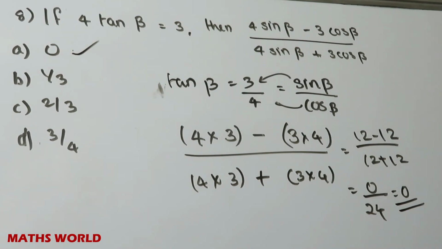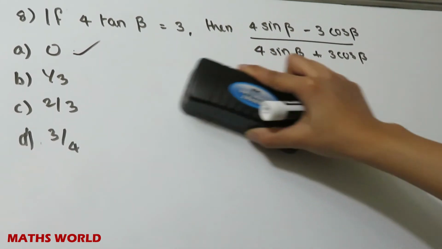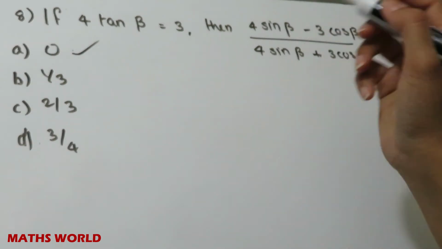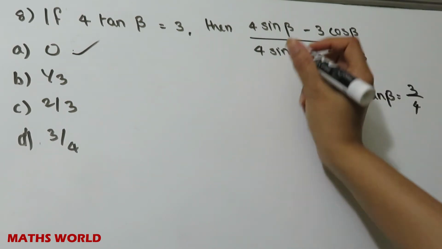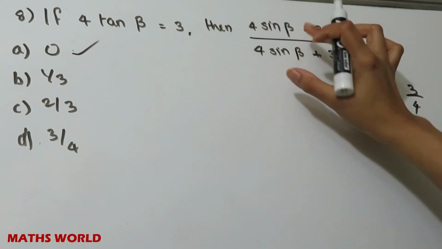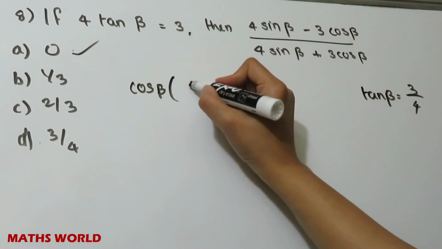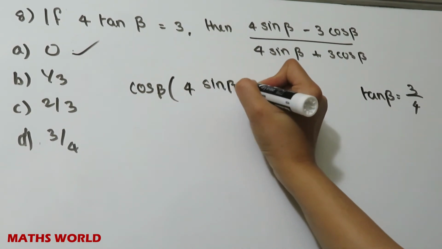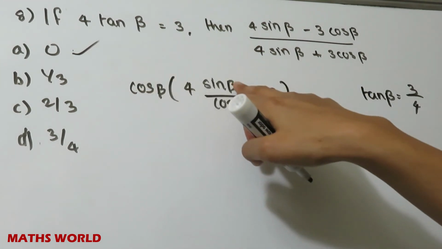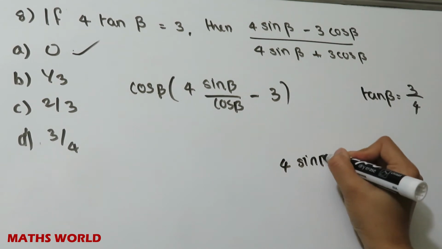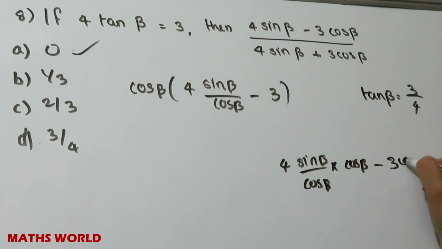This is the simple method, and we can use this method because this is an MCQ exam. If we need the proper method, then what do we need to do? First we find tan beta equal to 3 by 4. Then we take cos beta common from the numerator and denominator of this equation. Here this equation will become 4 sin beta by cos beta minus 3. If we multiply this cos beta to this term, that is 4 sin beta by cos beta into cos beta, minus 3 cos beta.